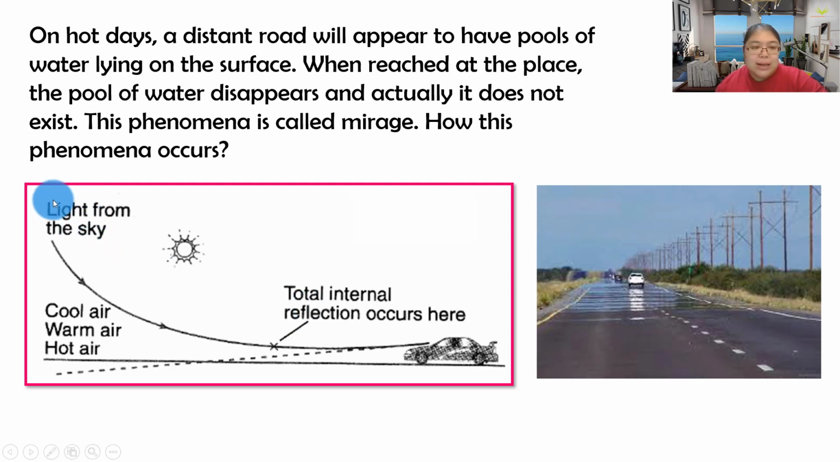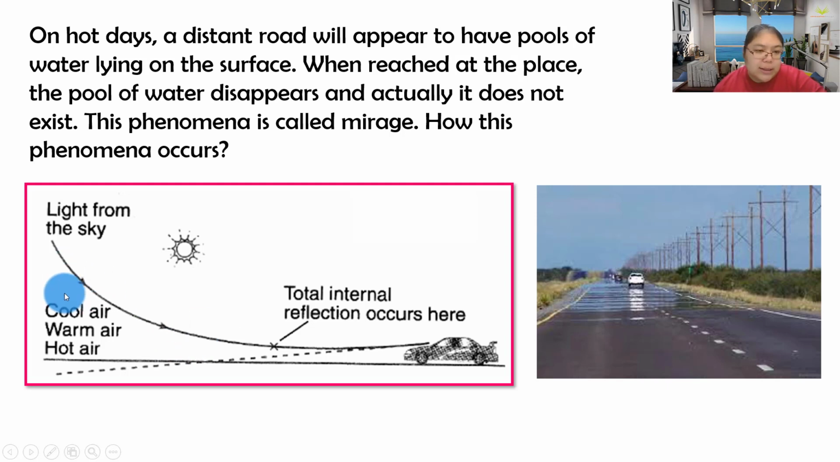The first thing is the light ray must travel from the sky, going from the top to the bottom. During a hot day, the air near the ground is hot air, so the air has layers. Far away from the ground, there is cool air. Cool air is denser. Hot air is less dense. So now the light is traveling from the denser to the less dense medium, which means it will bend away from the normal.